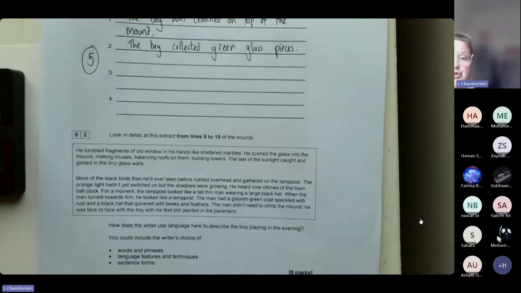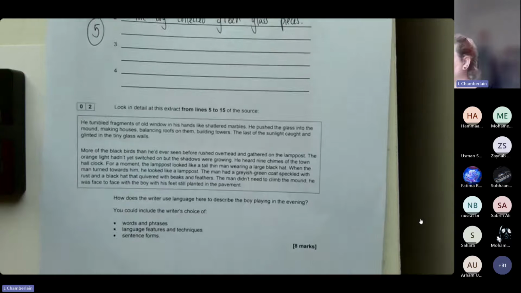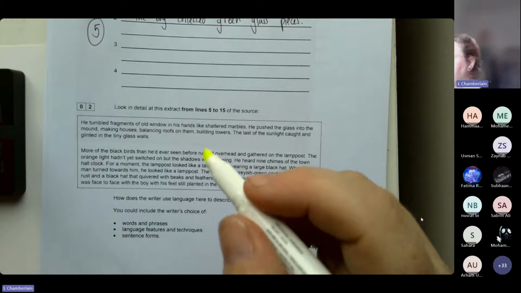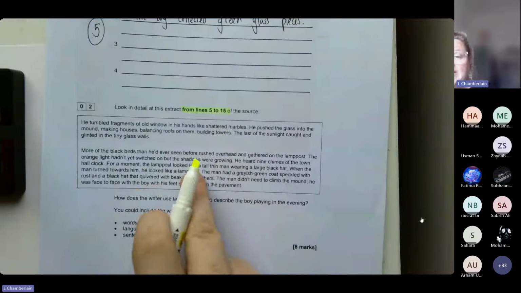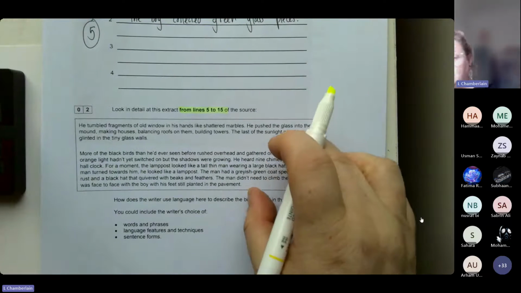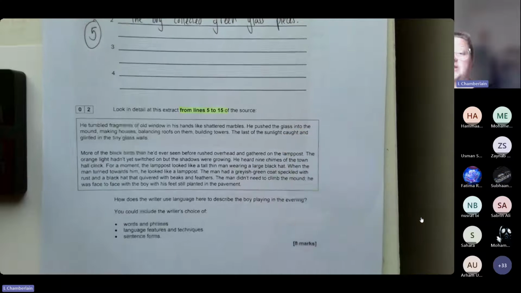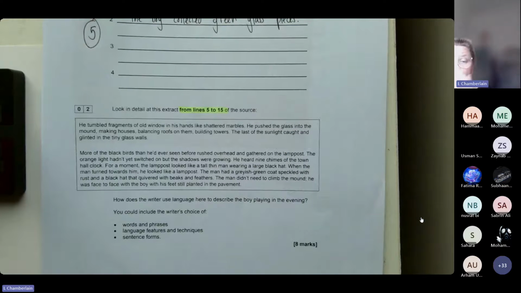And then we get to question 2. Question 2, again, is going to focus on a very specific part of the text. And this part of the text is going to be lines 5 to 15. Now, lines 5 to 15 mean that you cannot write about something outside of those lines for this question. Now, the exam board have made it easier for you because in your exam paper, they've printed out that part of the source. So providing you're writing about what's inside this box, you can't really go wrong for this question.